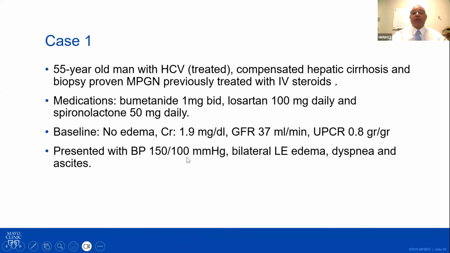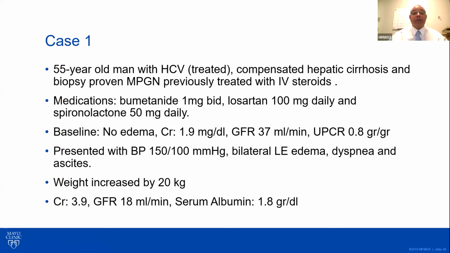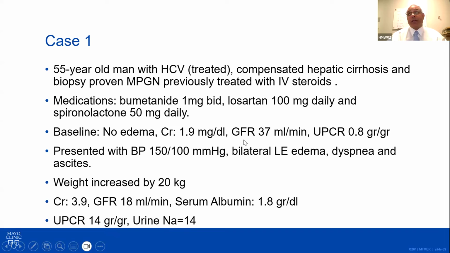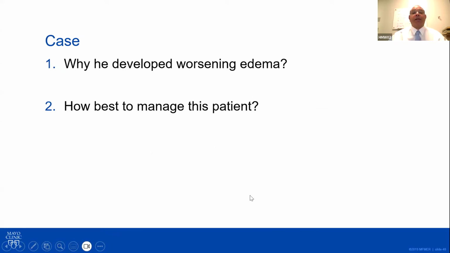a rise in creatinine, a rise in blood pressure, lower extremity edema, dyspnea, and ascites. Weight increased by 20 kilos over 1 month's duration, and his GFR dropped to 18, creatinine went up to 3.9, serum albumin is 1.8, his urine has 14 grams of protein, and urine sodium is elevated or not low, let's put it at 14. So my question to you, and I need to hear your answers, please: Why did he develop worsening edema? And question number 2 is how best to manage this patient.